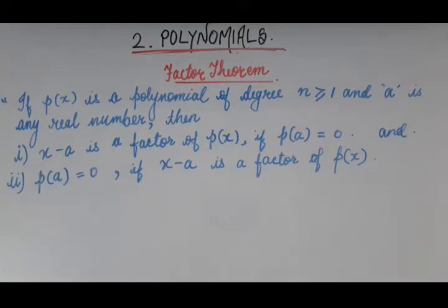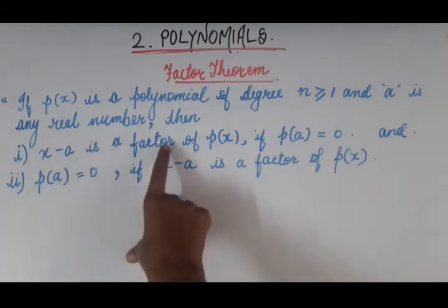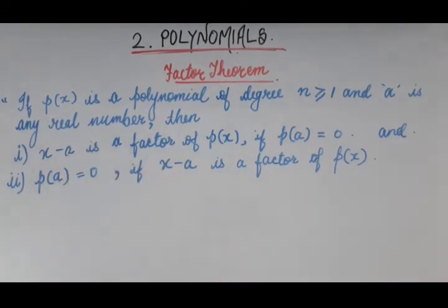So here is your factor theorem. Factor theorem states that if p of x is a polynomial of degree n greater than or equal to 1, it can be anything but greater than or equal to 1, and a is any real number, then x minus a is a factor of p of x if p of a equal to 0.